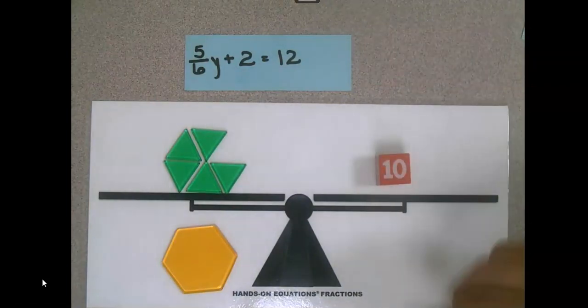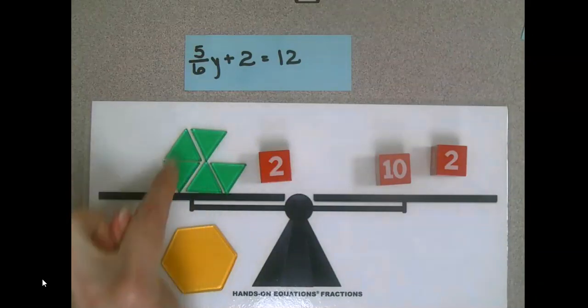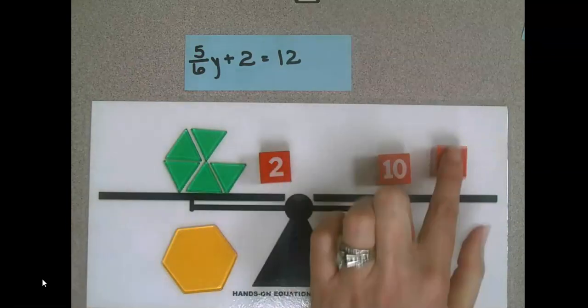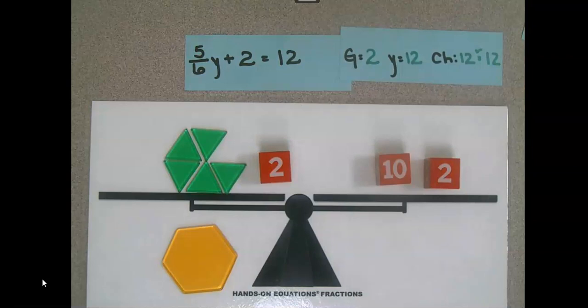When we set up our original problem, we can see that if each of our green blocks equals 2, on this side we have 2, 4, 6, 8, 10, 12. On this side we also have 12. So the answer is green block equals 2, yellow block equals 12, and our check is 12 equals 12.